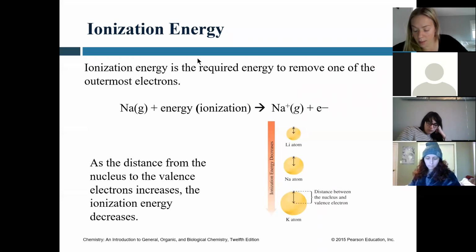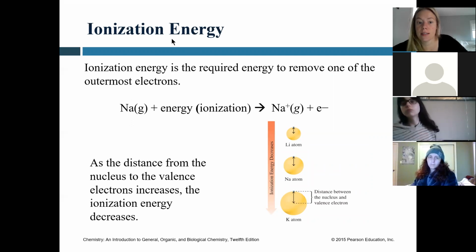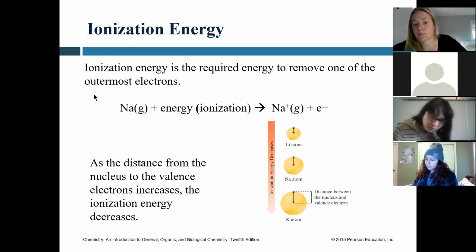There's another property that we can relate to the location of the atom on the periodic chart, and that's ionization energy. Ionization energy is the amount of energy required to remove one of the outermost electrons. If I want to pop an electron off sodium, I add a certain amount of ionization energy, I will form Na+, and I will have pried an electron off.